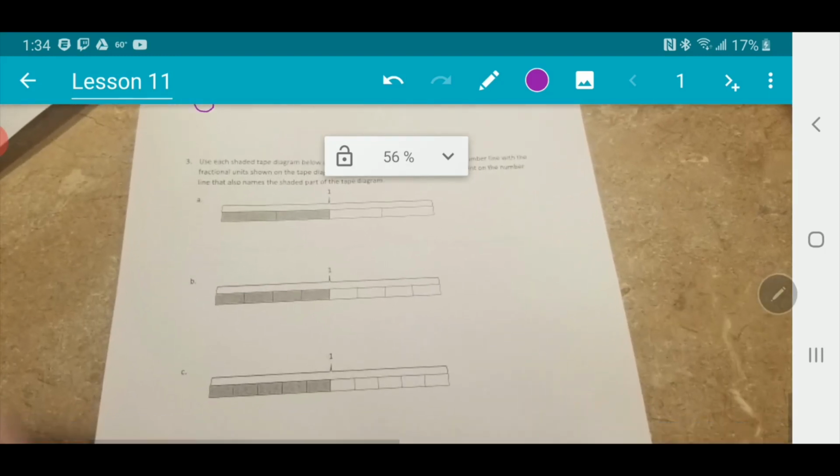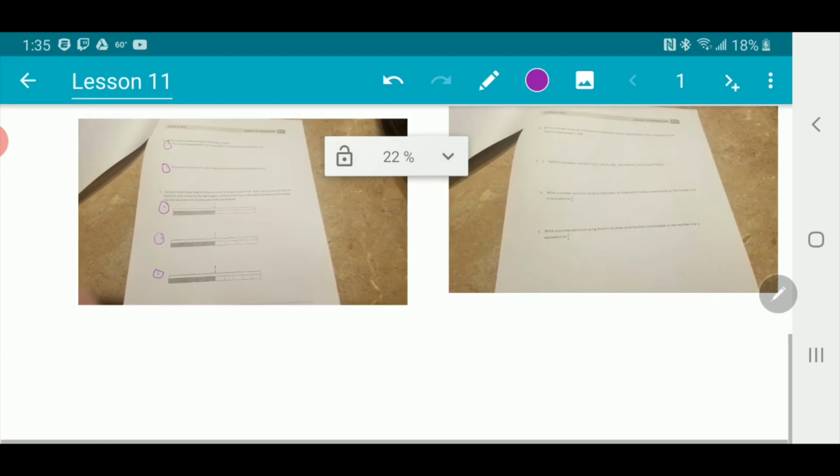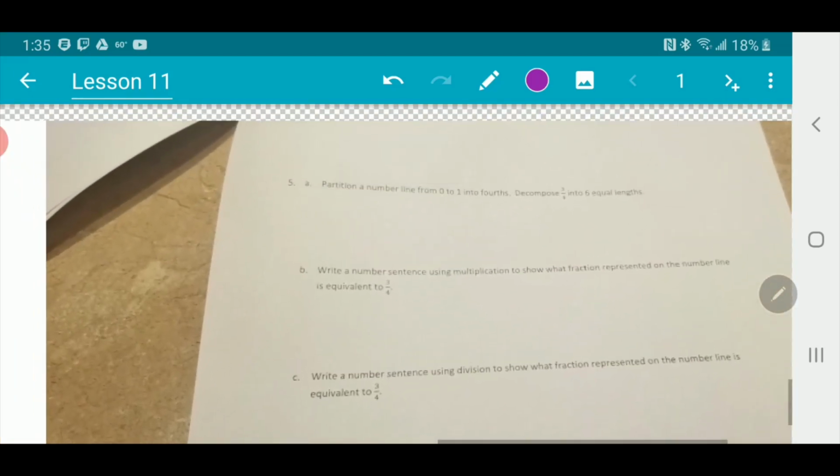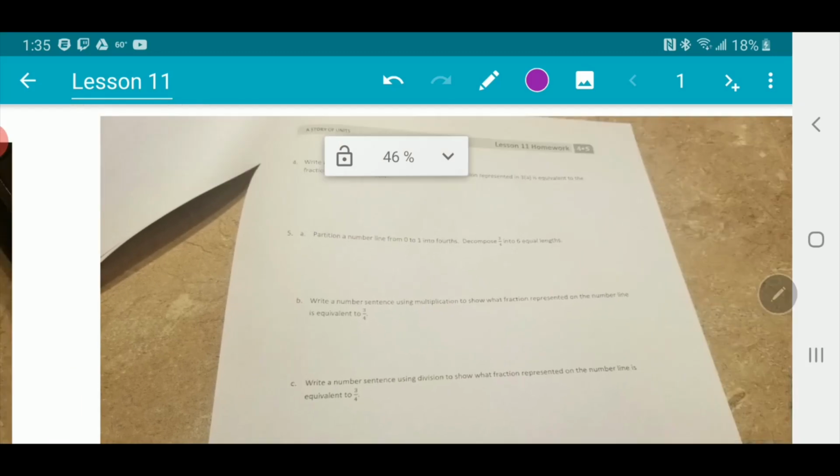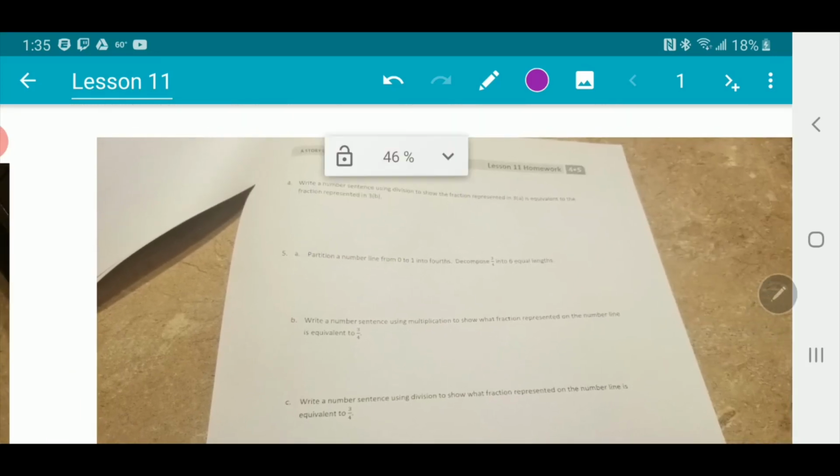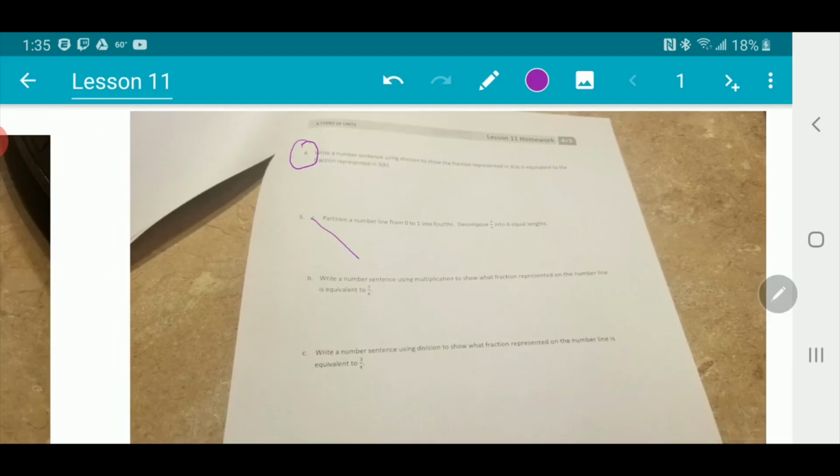For question 3, I want you to circle A, B, and C. I want you to do those on your own. And turn the page. Looking at the last page in your packet, I want you to try question 4. So circle 4. When you get to question 5, A, B, and C, you can cross those out. I do not want you to try those because we didn't go over that in this lesson.